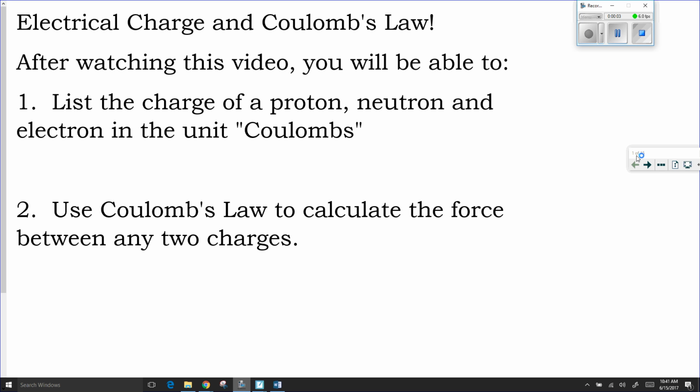Electrical charge and Coulomb's law. After watching this video, you should be able to list the charge of a proton, neutron, and electron in the units of coulombs. And second, use Coulomb's law to calculate the electrical force between any two charges. Let's look first at the charge of protons, neutrons, and electrons.